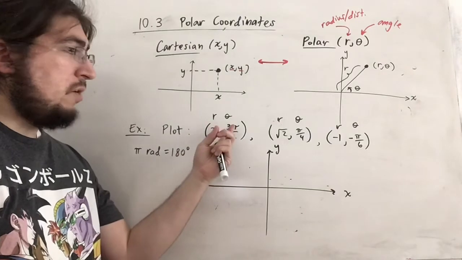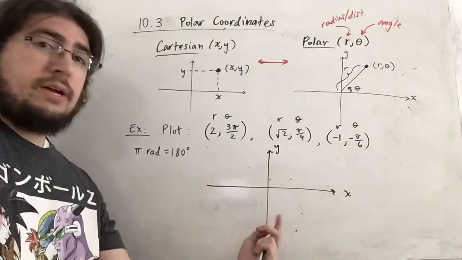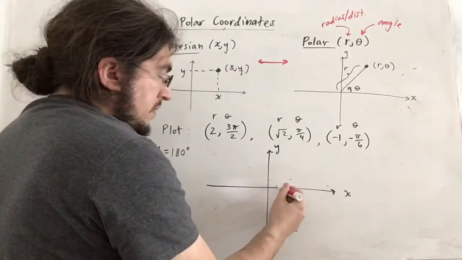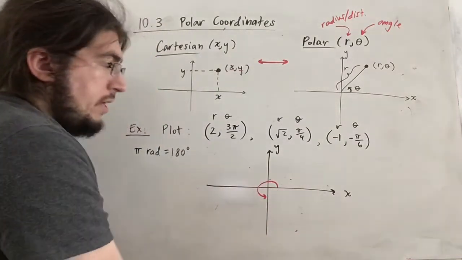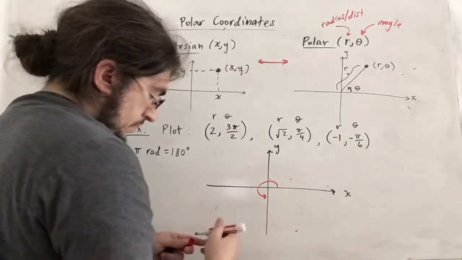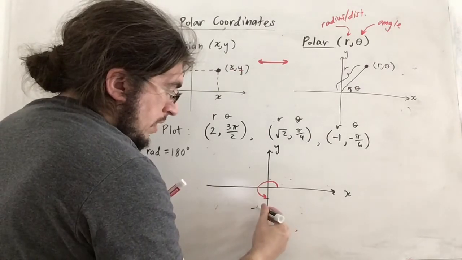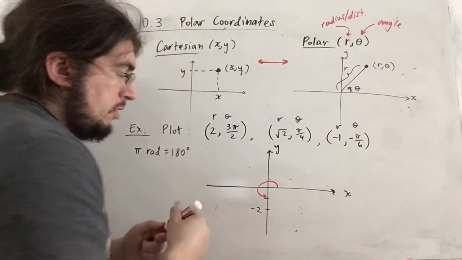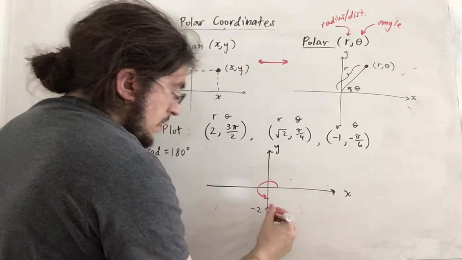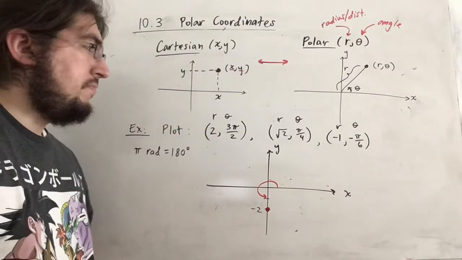So I see this and I think 180 over 2 is 90, and 90 times 3 is 270, so that's right down here. So if we travel 3 pi over 2 radians, that'll lead us down here to the negative y-axis, and then travel a distance of 2, 1, 2, that'll leave us at this point, which is 0 comma negative 2. So this actually corresponds to the Cartesian point 0 comma negative 2.